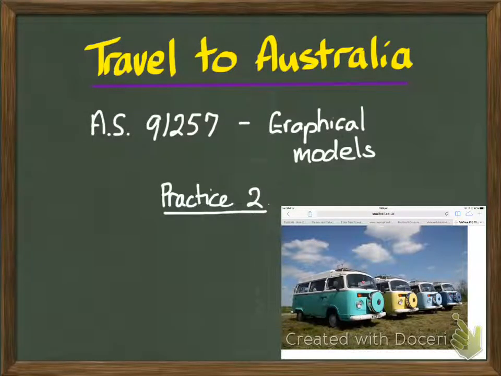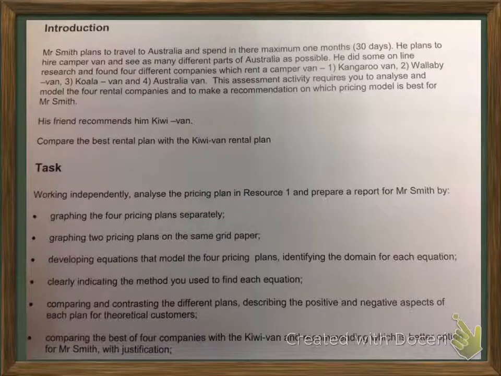This tutorial is on graphical models, achievement standard 91257, and we're having a look at travel to Australia. Pause this, read the question, and then highlight some important bits of information. So we know that he wants to stay about 30 days.